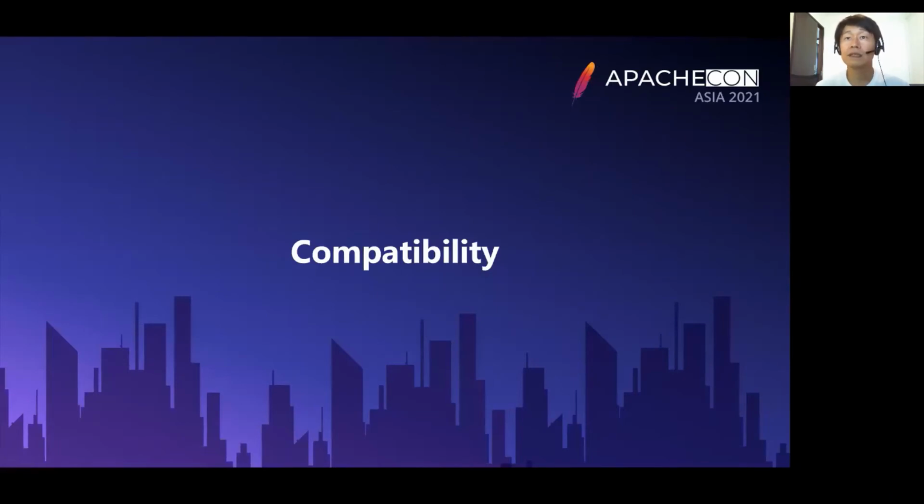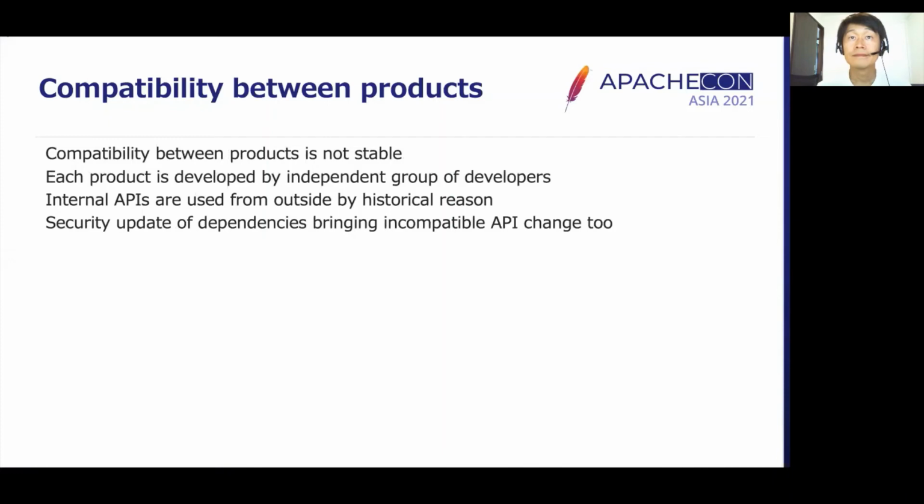Bigtop is addressing compatibility issues between products. I would like to introduce some topics for understanding the motivation here. In the Hadoop ecosystem, compatibility between products is not stable. Because each product is developed by an independent group of developers, changes in Hadoop tend to break the build of downstream products like HBase or Hive.